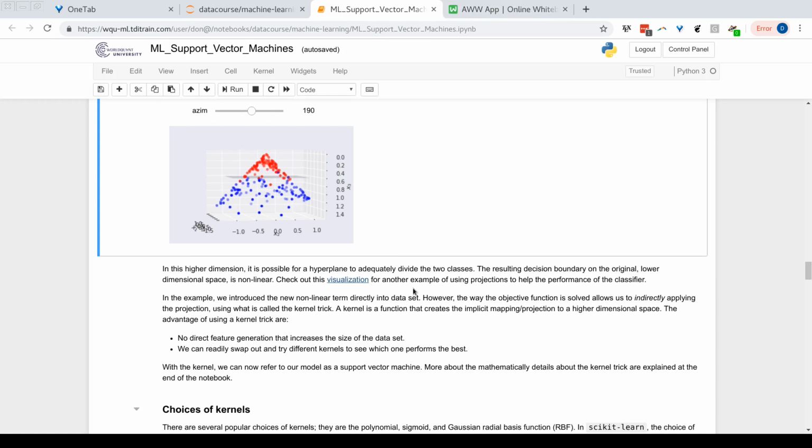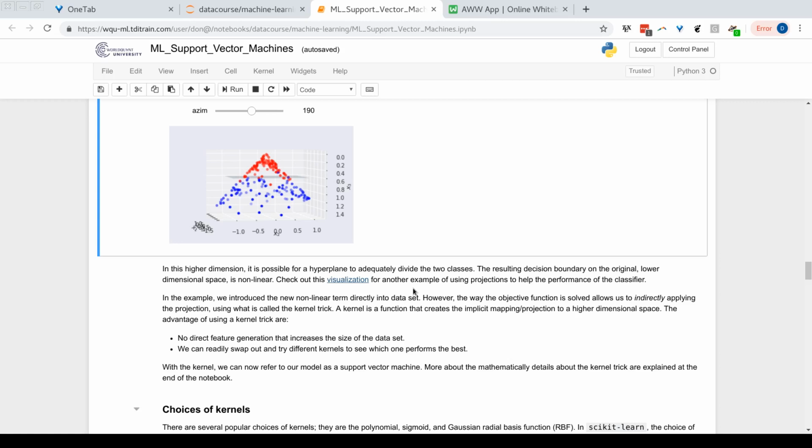So in the example we did before, we directly included this non-linear term into our data set. So we went from 2 features and created that new feature. However, the way we traditionally solve the objective function we define up above is going to allow us to indirectly apply the projection using something called the kernel trick.